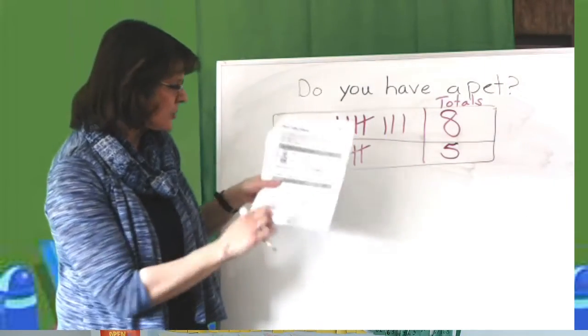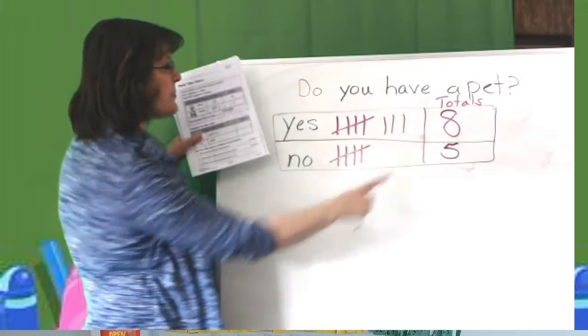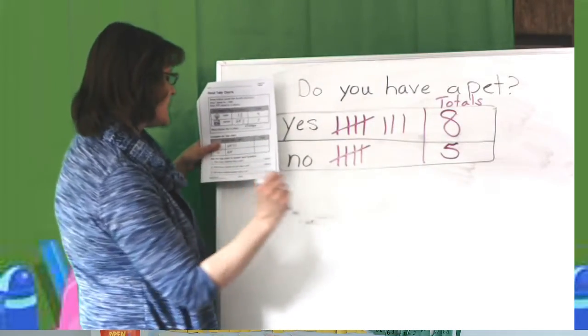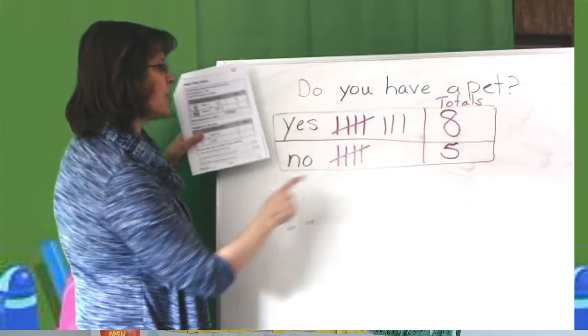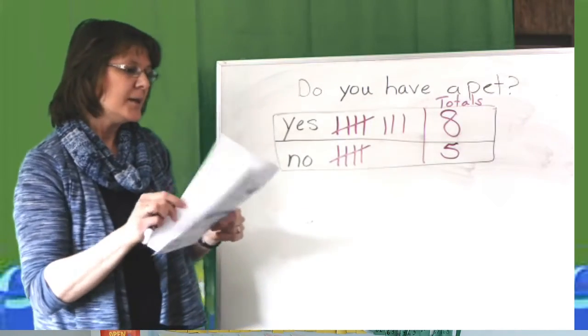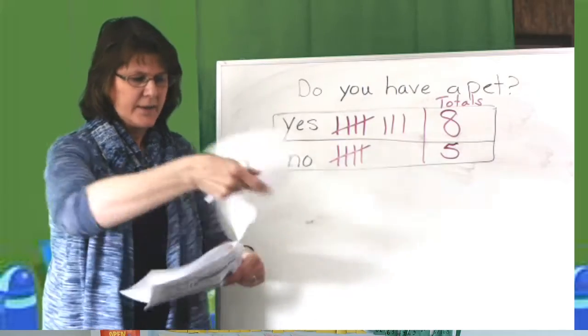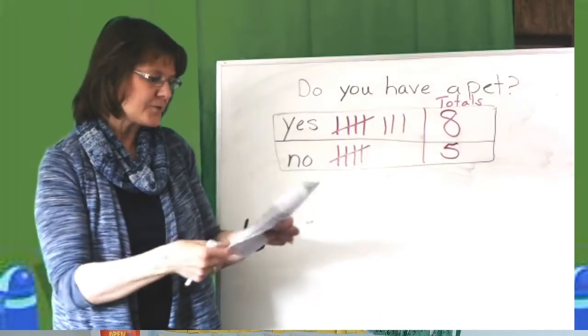And then you can answer the questions at the bottom. How many children have a pet? That would be your yes. How many children do not have a pet? Do more children answer yes or no? And you can answer that one. So that's reading a tally chart. Let's just review how to make a tally chart.